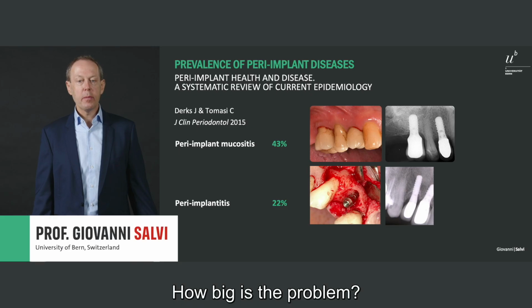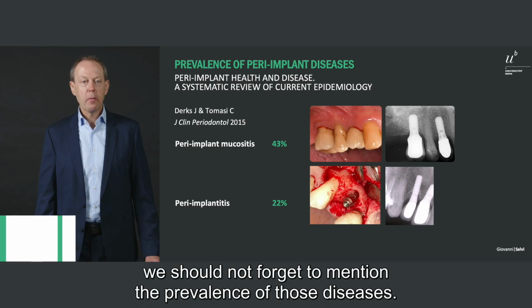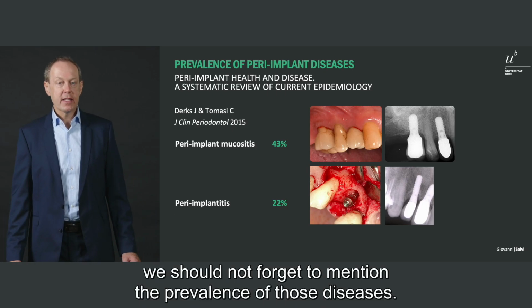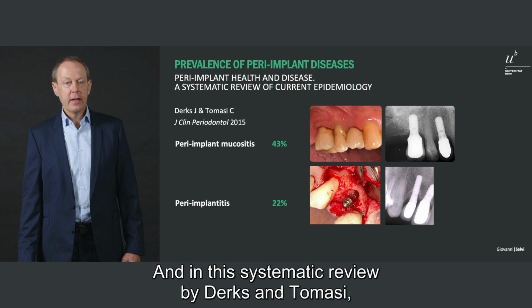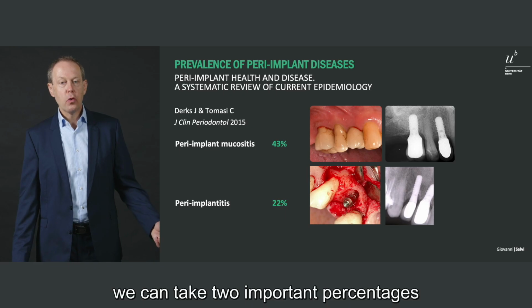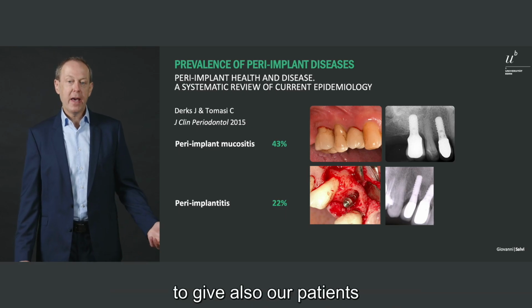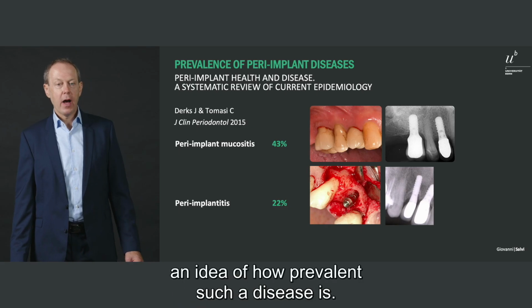How big is the problem? So if we talk about peri-implant diseases, we should not forget to mention the prevalence of those diseases. And in this systematic review by Derks and Tomasi, we can take two important percentages to give also our patients an idea of how prevalent such a disease is.